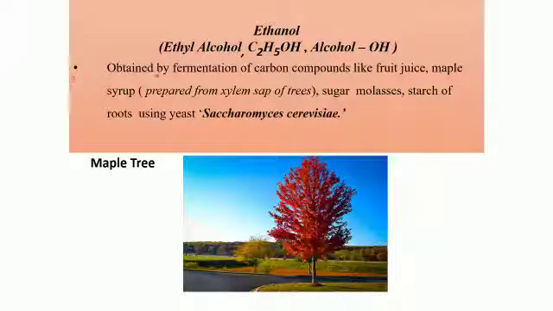So it is obtained by fermentation of carbon compounds like fruit juice. So fermentation of fruit juice is brought about using microbes. Then even maple syrup is used for fermentation. Maple syrup is that which is obtained from the xylem sap of trees. Xylem and phloem, you have studied that they are the two complex tissues present in plants and their basic function is to transport water from the roots to the stems and leaves. So it is even prepared by the maple syrup that is obtained from the xylem sap of trees.